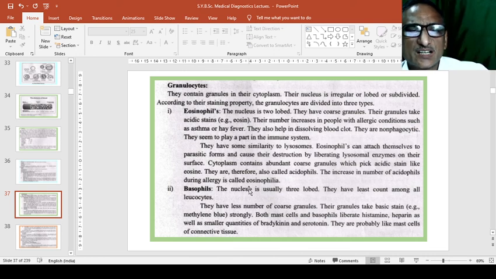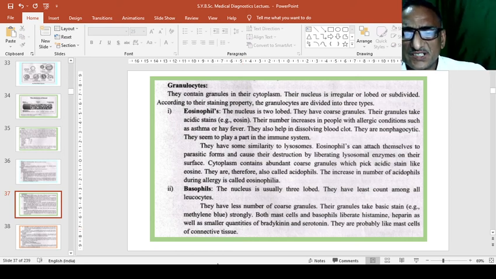The granulocytes are of three types: eosinophil, basophil, and neutrophils. Eosinophils are stained very well by eosin stain, therefore they are called eosinophils, and they are two-lobed. They help in dissolving the blood clot, and they have similarity with lysosomes. They are acidic in nature, or pick acidic stains, and therefore are also called acidophils.